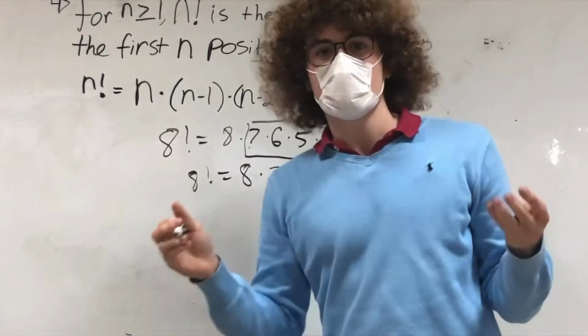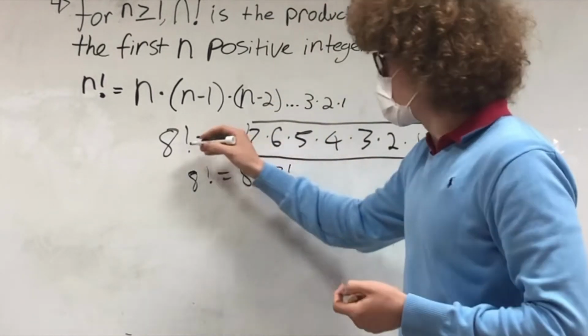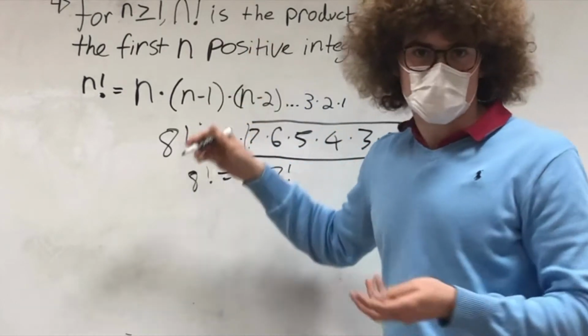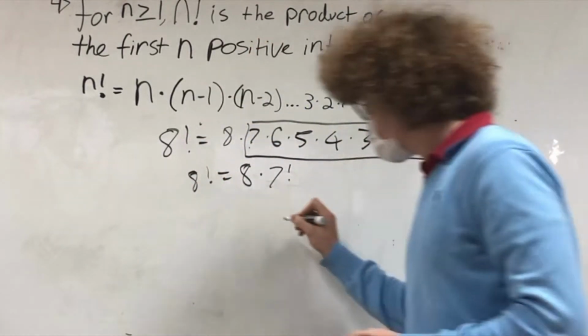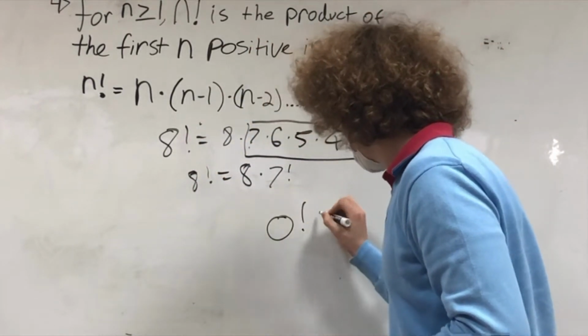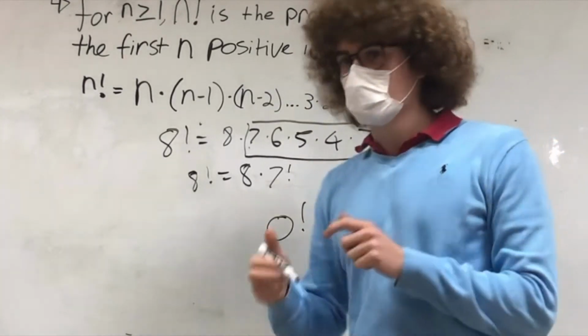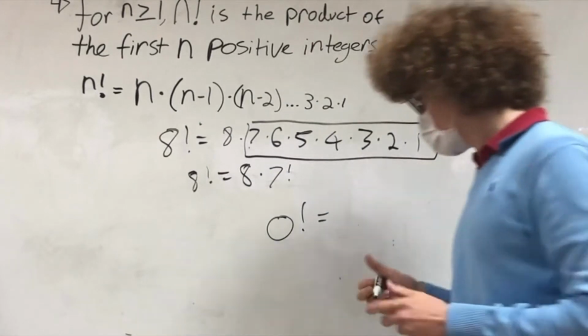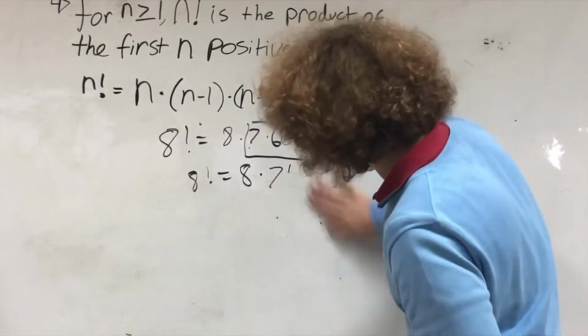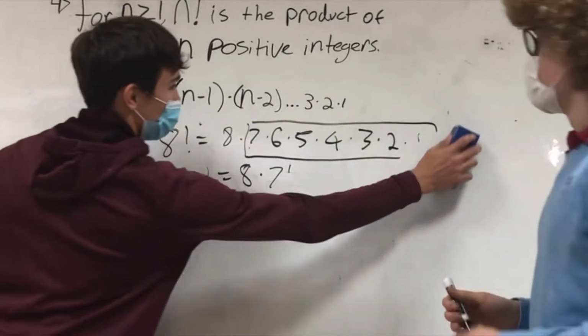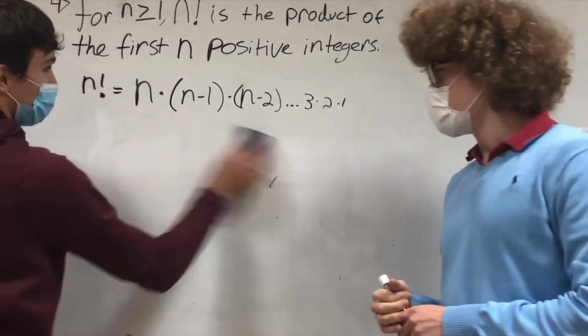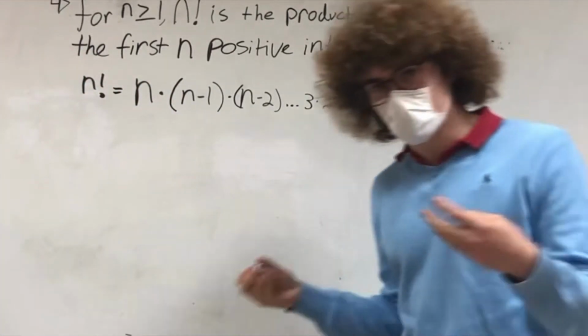And so you may be thinking, okay, is this the case for all positive integers? Well, actually, 0 factorial does not equal 0. You may be thinking, okay, why is that the case? Well, I'm here to show you. Here's a mini proof to show that this is the case.